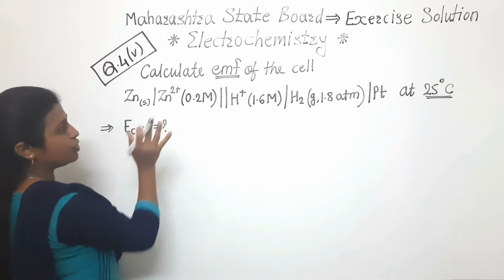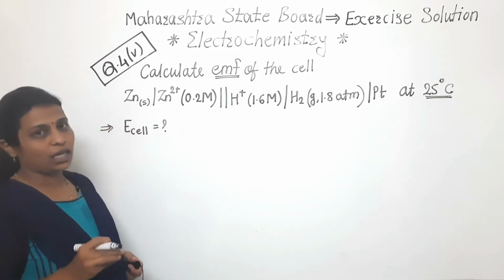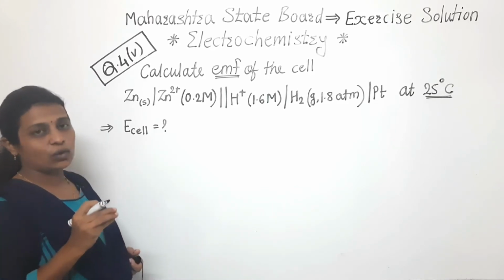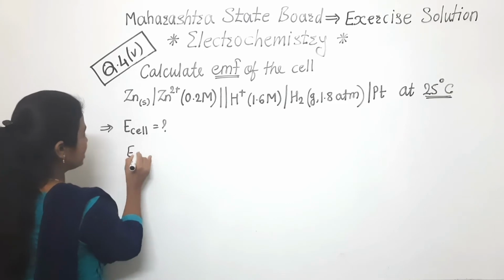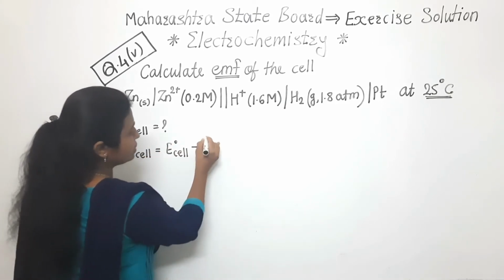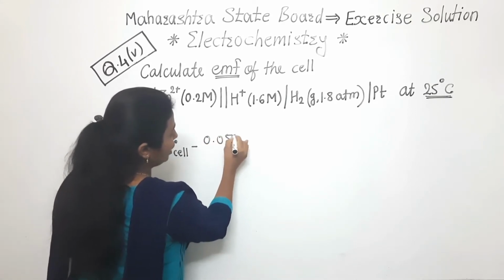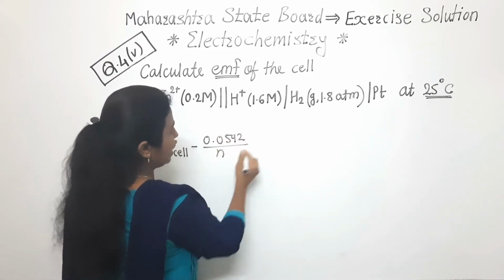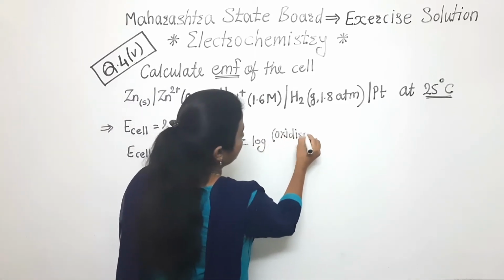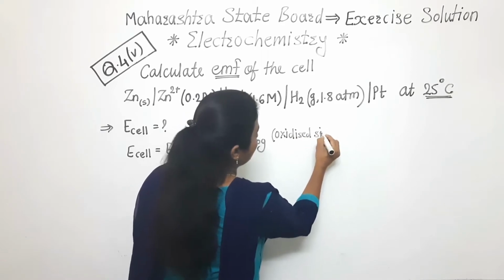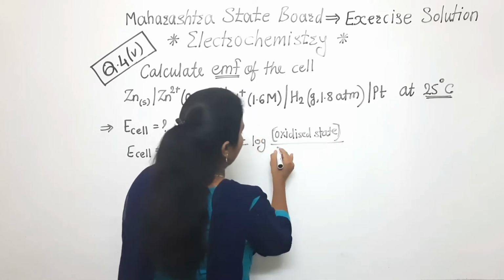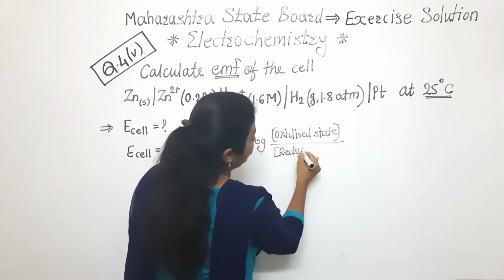Firstly, we have to consider which part is the anode and which part is the cathode, that is very important, because the formula for the E cell calculation is: E cell is equal to E naught cell minus 0.0592 divided by n, log of oxidized state divided by reduced state. That part we have to take here.